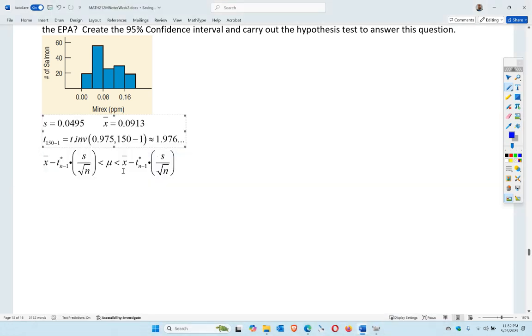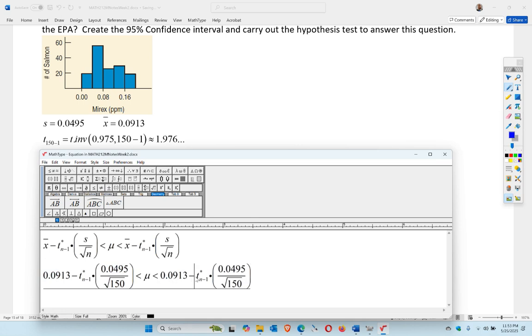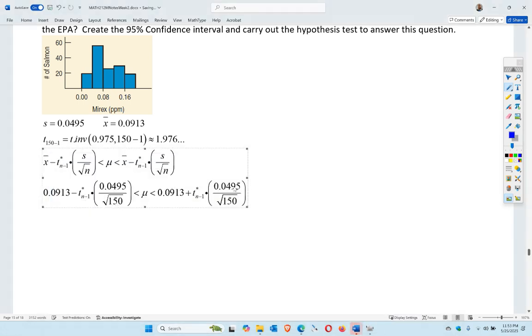All right, confidence interval. So our confidence interval is 0.0913 minus this garbage right here. Standard deviation was 0.0495, and the sample size was 150, right? So where is our true population mean? I don't know. So we're going to copy, paste, change that to plus. Okay. All right, let's put that in our spreadsheet now.